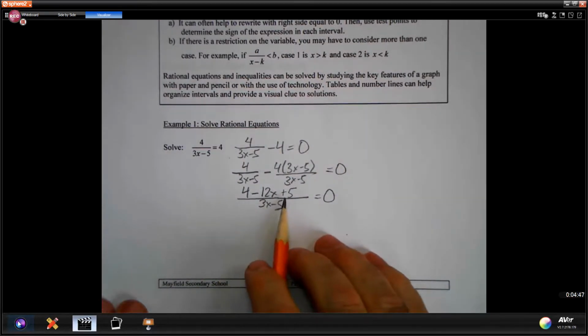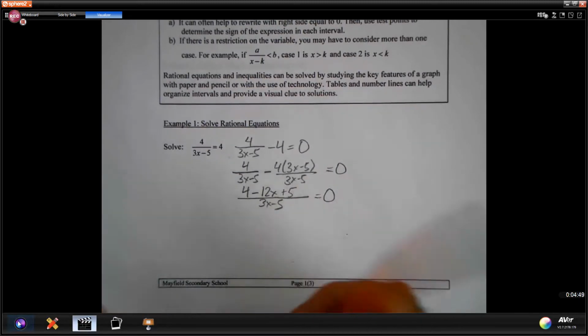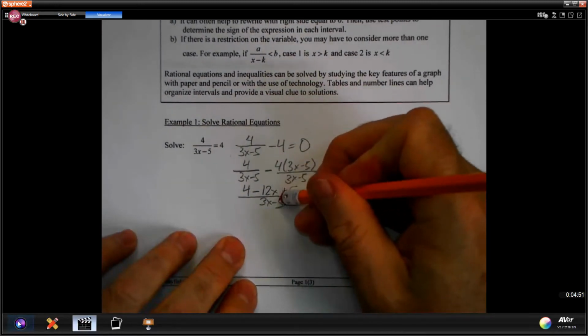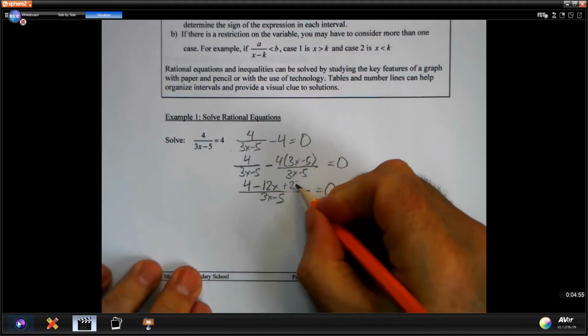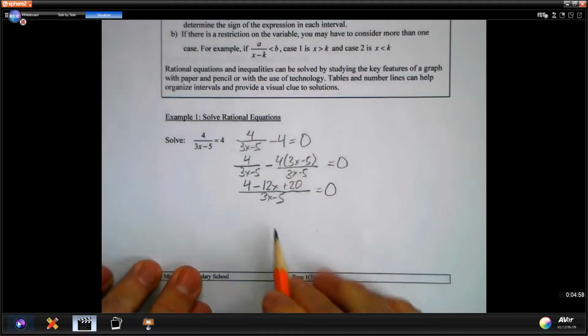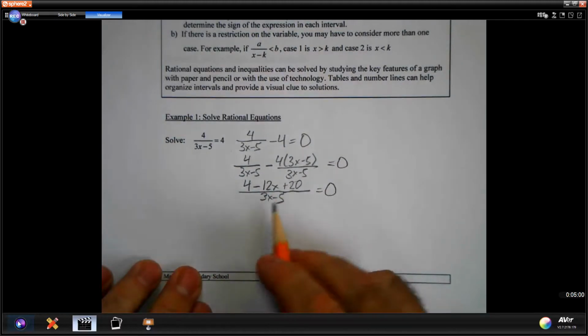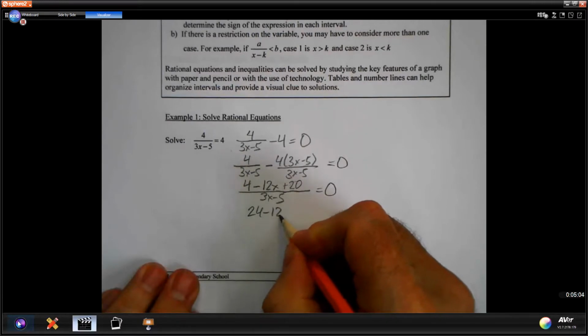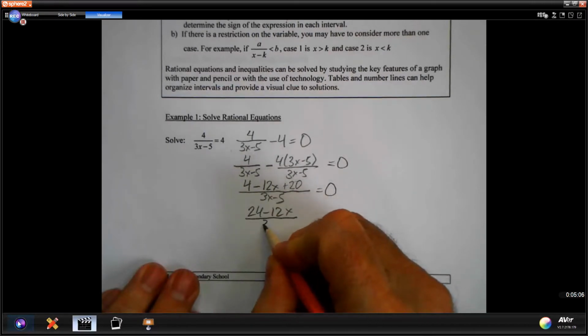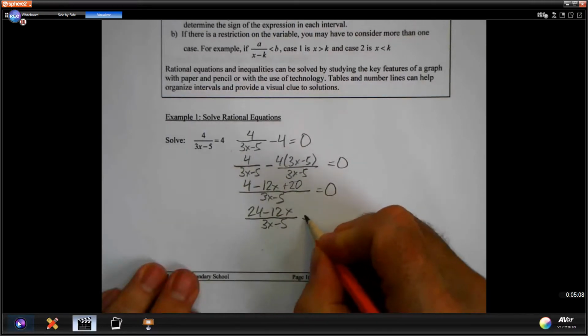Now I can simplify. Sorry, that's not 5, that's 20. So negative 4 times negative 5 is positive 20. So I can combine the 4 and the 20. So I'm going to get 24 minus 12x over 3x minus 5 equals 0.